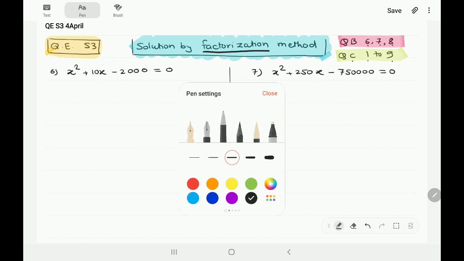So keep your rough sheet ready with you, but do not solve with me. You have to listen, you have to understand the video completely, and together all these questions from the worksheet you have to solve. Ready everyone? So let's start today's session.